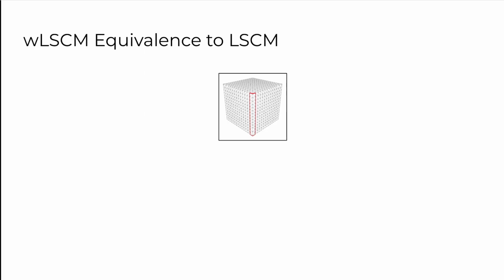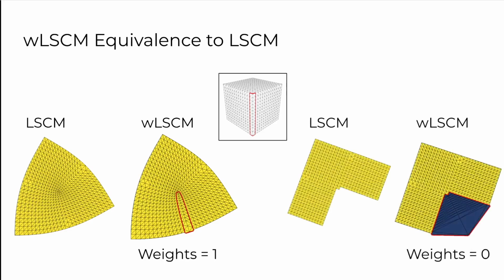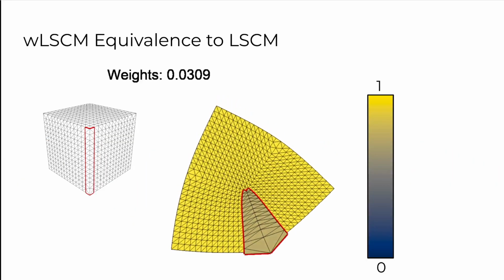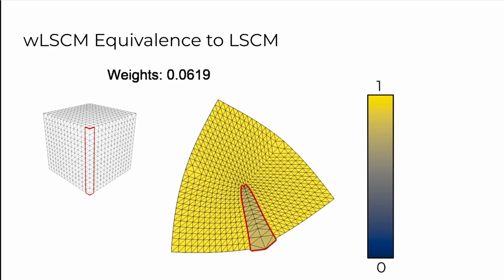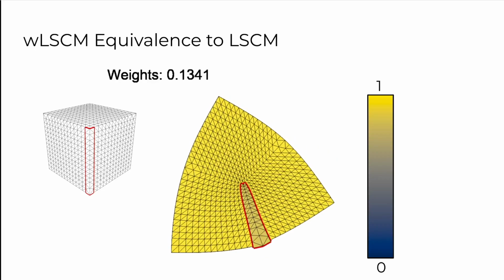Note that when the weights are all 1, then WLSCM and LSCM result in the same UV parameterization. If all the weights are either 1 or 0, then the UVs corresponding to triangles with weight 1 are equal between WLSCM and LSCM. We further visualize this convergence in action by interpolating the weights of the triangles in the outline edge from 1 to 0 and solve the corresponding WLSCM problem.